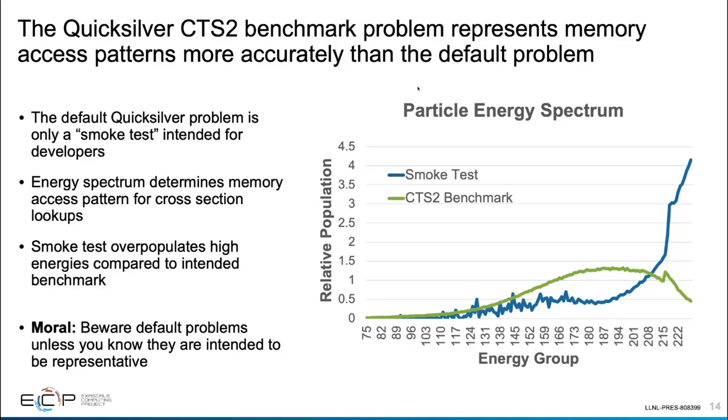All right, on the other hand, by working out the details of the material, we were able in our CTS2 benchmark to get that much flatter distribution that you see in the green line. So two morals of this story. One, beware of default problems unless you know they're representative. And two, sometimes the problem that you're looking for to give you the right behavior isn't necessarily the same as a production problem.